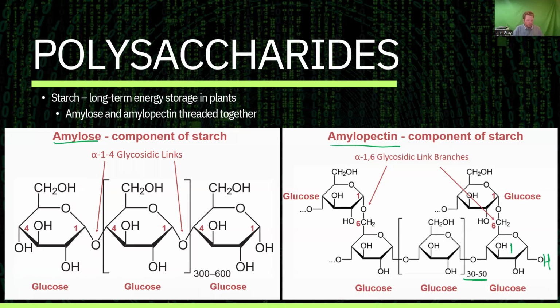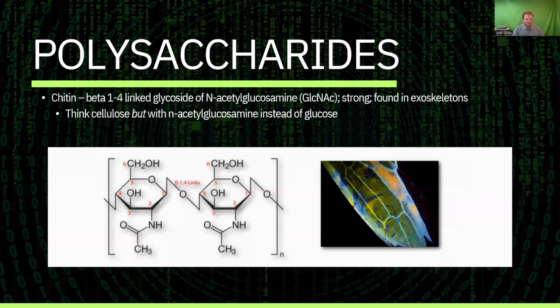Wonderful. Okay. Now, if we proceed from there, there are other polysaccharides. Chitin, C-H-I-T-I-N, has beta 1,4 glycosidic linkages, where at carbon number 2, you have an amine and an acetyl group. And these are found in exoskeletons of bugs. Think cellulose, but with N-acetylglucosamine, and it's beta 1,4 linkages.